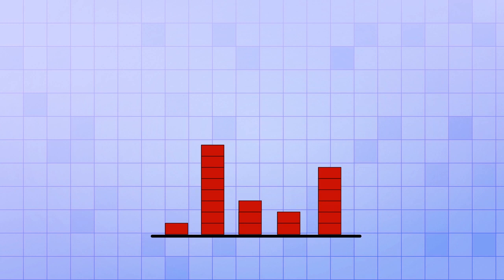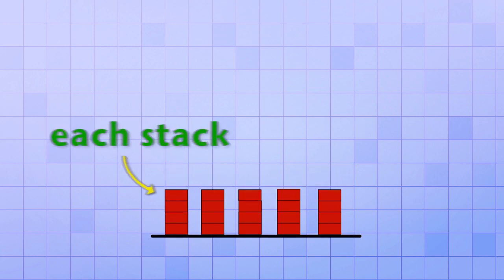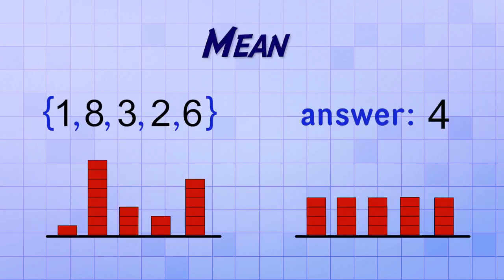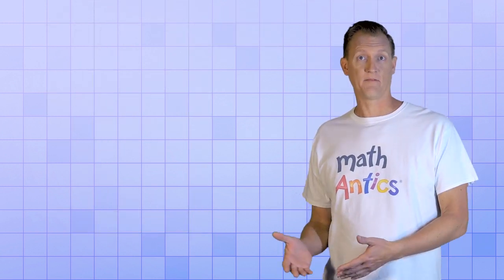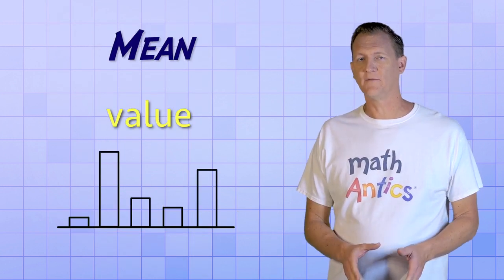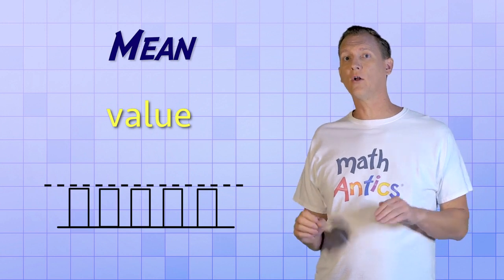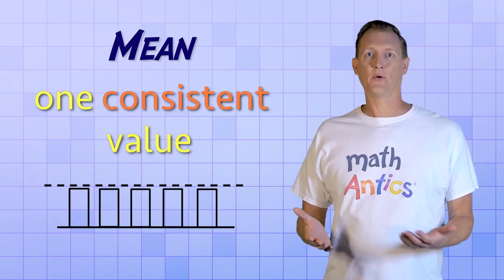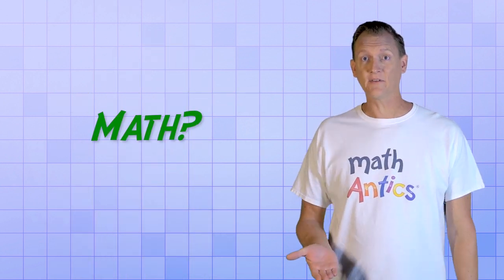Well, with a bit of trial and error, you'll see that we have enough blocks for each stack to have a total of 4. That means that the mean, or average, for our original data set would be 4. Some of the numbers are greater than 4, and some are less. But if the amounts could all be made the same, they would all become 4. So that's the concept of the mean. It's the value you'd get if you could smooth out or flatten all of the different data values into one consistent value. But is there a way that we could use math to calculate the mean of a data set?